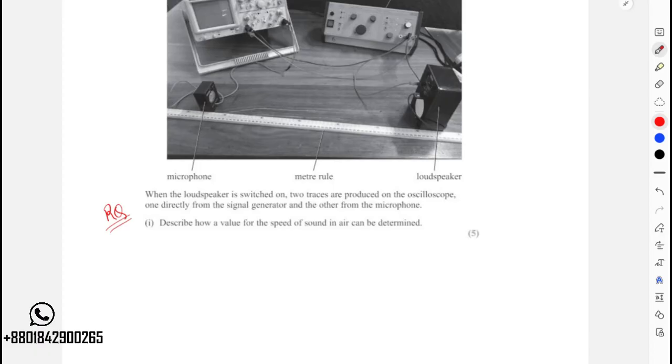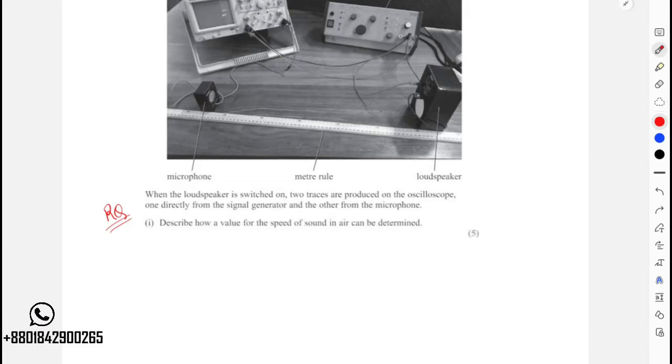Between the first point, when the trace from the microphone was in phase with the trace from the signal generator, and the second position when they're again in phase, that will give you one complete wavelength. We were measuring that difference in microphone position using the meter ruler, so the meter ruler will give you the value for your lambda. Using this, you have measured the value for one complete wavelength.